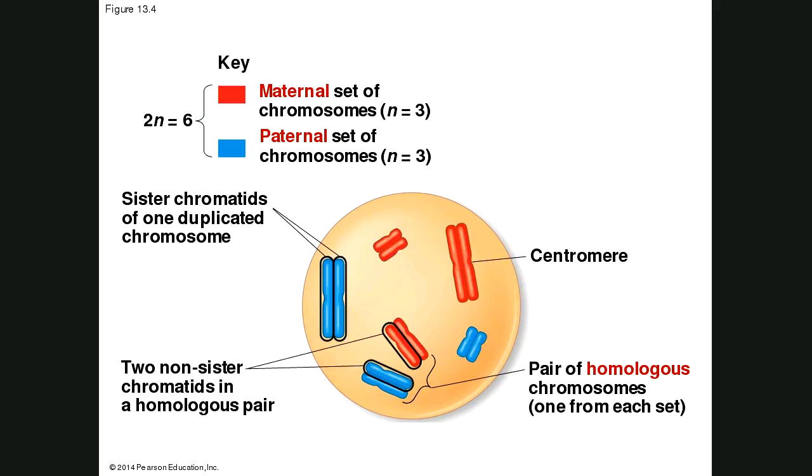Now, let me get rid of Kirian's answer there. How many pairs of homologous chromosomes do you see? Does everybody else see 3?